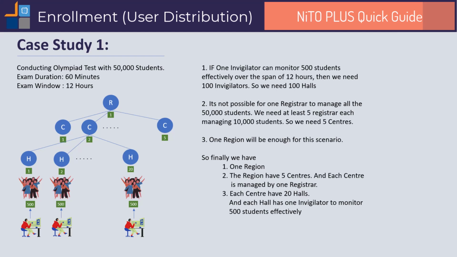In summary, to facilitate a proctored test for a total of 50,000 students, the required infrastructure would consist of a single region comprising 5 centers, with each center housing 20 halls.